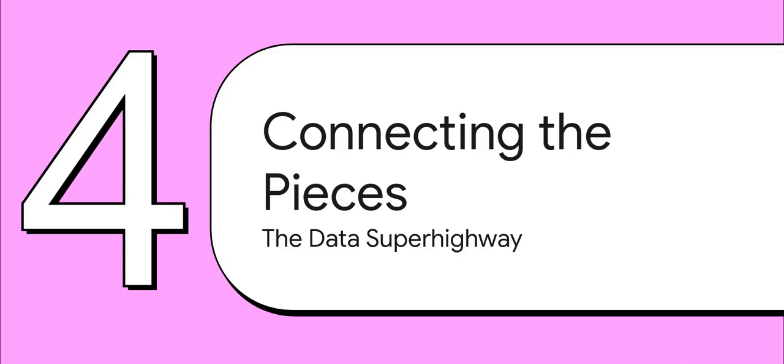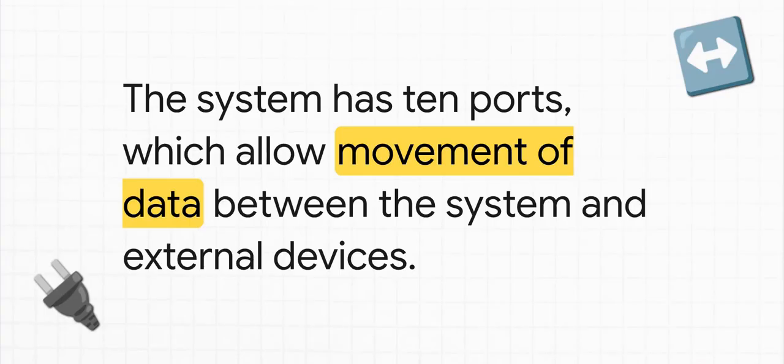Okay, so we've got the brain, the workbench, and the filing cabinet. But how do they all talk to each other? And how do they connect to the stuff on your desk? Well, that's where the data superhighway comes in. Naturally, the ad mentions ports for plugging stuff in, and the one we all know and love, of course, is USB. This is basically your computer's front door to the outside world.